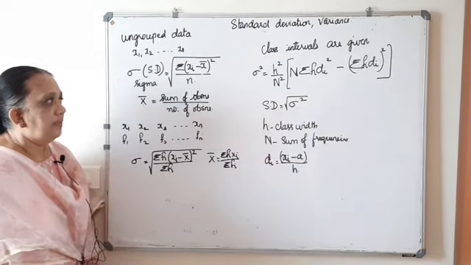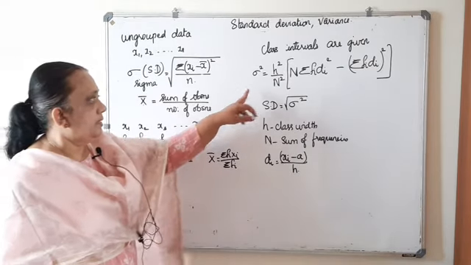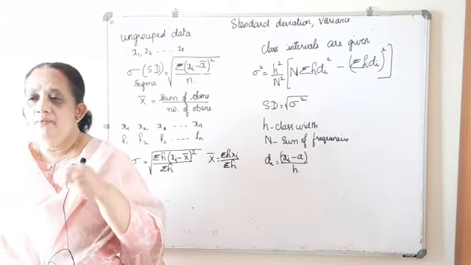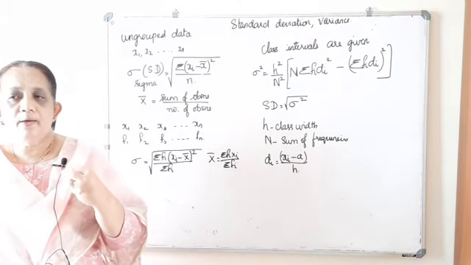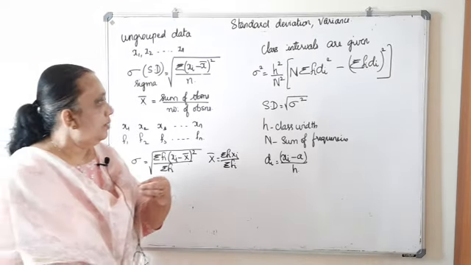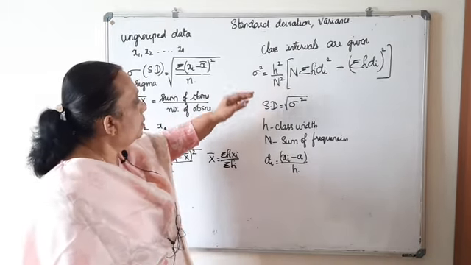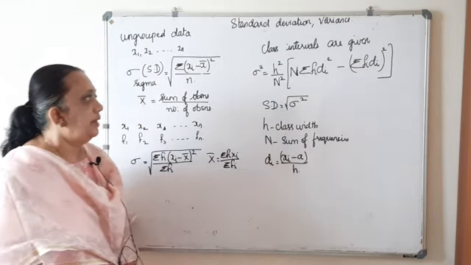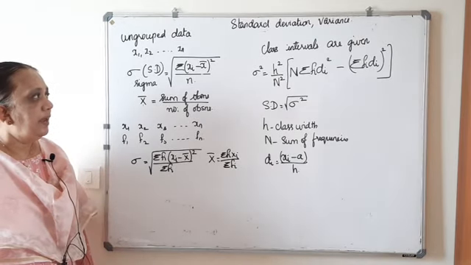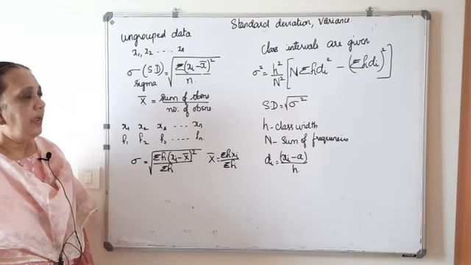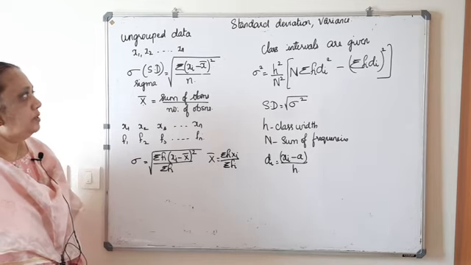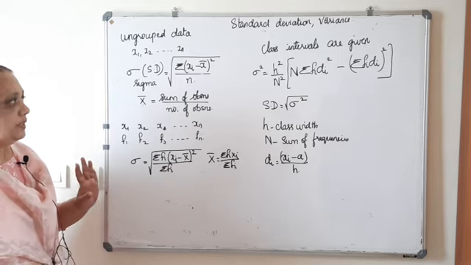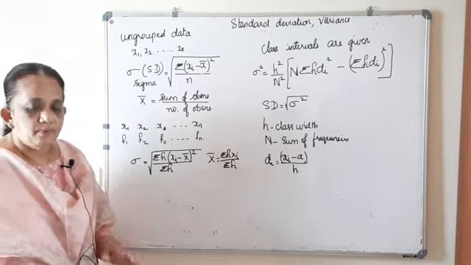When class intervals are given, you are finding out the variance, because once you get the variance, you can easily get the standard deviation, because variance is the square of standard deviation, or when you take the square root of variance, you get the standard deviation. The formula is h squared by n squared into n into sigma fi di squared minus sigma fi di the whole squared. So this is standard deviation and variance. Okay, I hope it is clear to you. Now we will do some questions based on this.